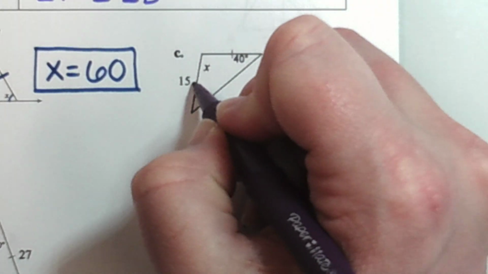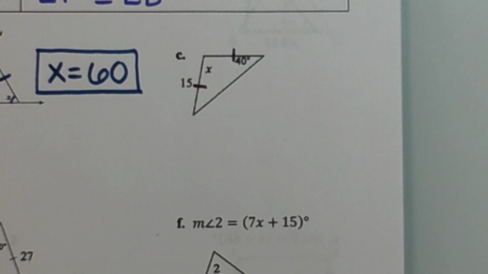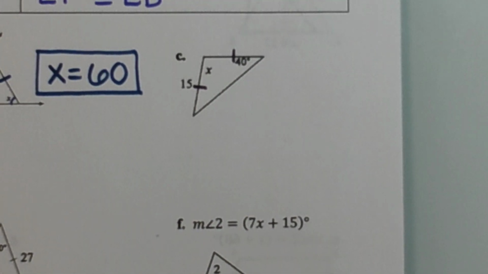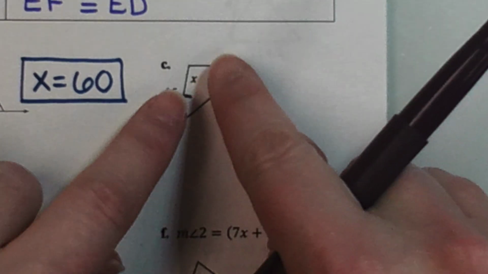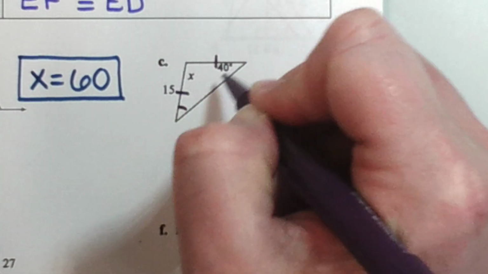Okay, question C. I see I've got some congruent sides. If I have some congruent sides, I also have some congruent angles. The x, the 40, or the unmarked one? Which are the 2 that are congruent? The 15 and the 40. 15 is not an angle. Start by looking at the angle between them. Which angle is between those 2? The x, that's not the congruent one. The between is not the congruent, which means it must be this one and this one.